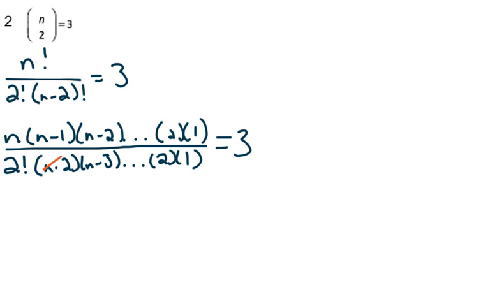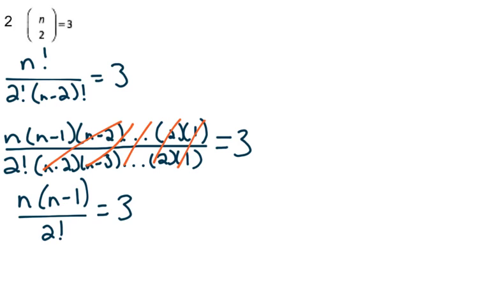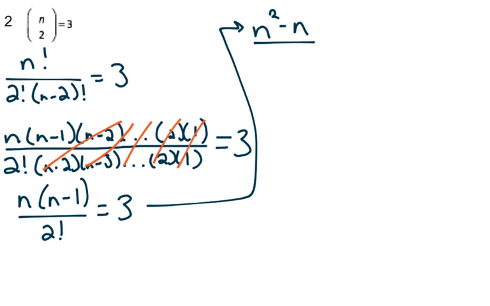Cancel what we can, the n minus 2's. We do have n minus 3's even though it's not shown. Everything in the middle, the 2's and the 1's. So we get n times (n-1) over 2 factorial equals 3. Distribute out the top, we'd get n squared minus n. 2 factorial is 2. That equals 3. And from here it's just the same process.